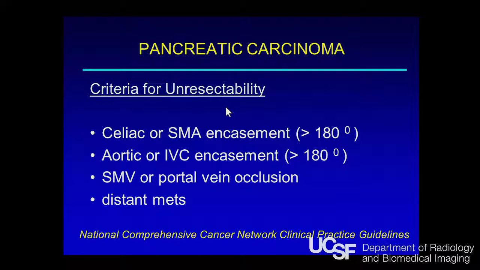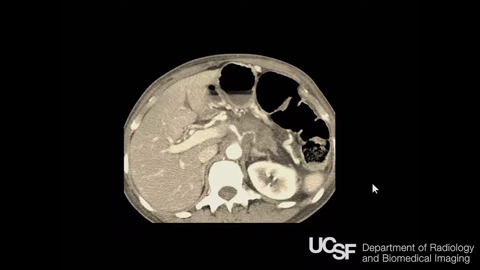So what are the criteria for unresectability? This is what the surgeon wants to know. If you have encasement of the main arteries, as I mentioned, and by encasement, I mean greater than 180-degree involvement of the circumference of the artery. If it's less than 180 degrees, the terminology that is preferred is abutment. If you have encasement of the aorta, the IVC, occlusion of the SMV or portal vein, and then obviously with distant metastatic disease.